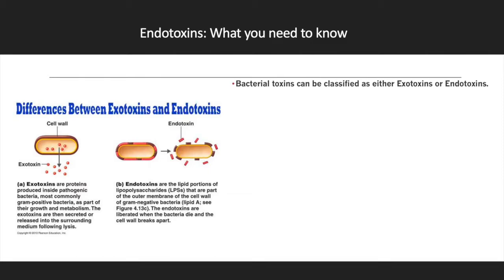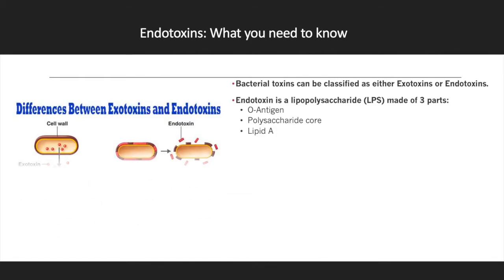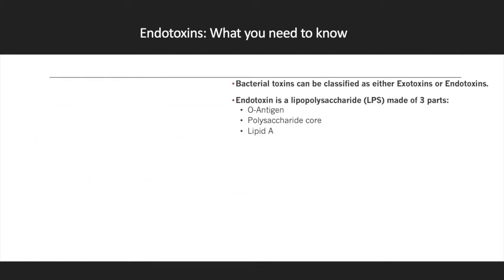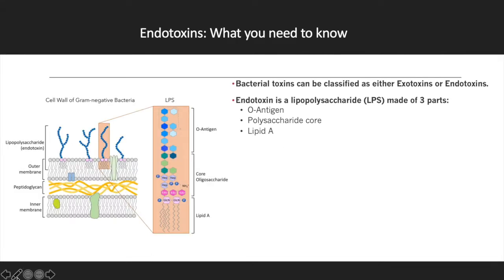So bacterial toxins can be classified as either exotoxins or endotoxins, and I've got a diagram over here that summarizes that for you. Exotoxins are secreted by bacteria and released outside of the cell, whereas endotoxins are actually part of the membrane of gram-negative bacteria. Endotoxins are also known as lipopolysaccharides, or LPS, and they're made of 3 parts: the antigen, the polysaccharide core, and the lipid A portion. If we just look closer at the membrane of the gram-negative bacteria, here you can see how this is formed.